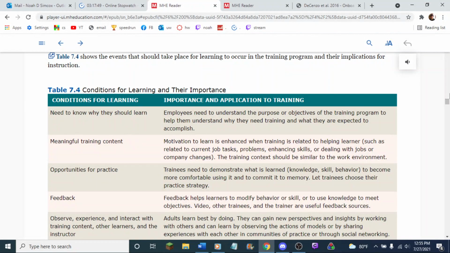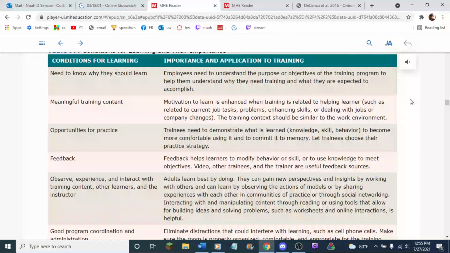Need to know why they should learn. Employees need to understand the purpose or objectives of the training program to help them understand why they need training and what they're expected to accomplish. Meaningful training content: motivation to learn is enhanced when training is related to helping the learner, such as related to current job tasks, problems, enhancing skills, or dealing with job or company changes.